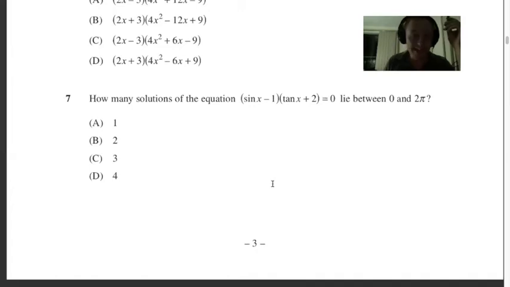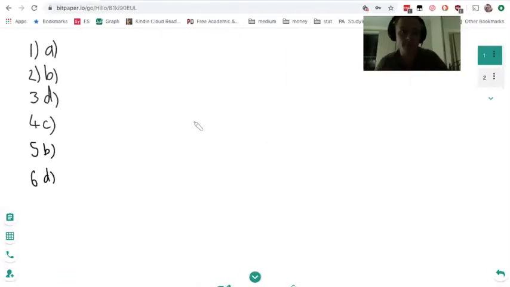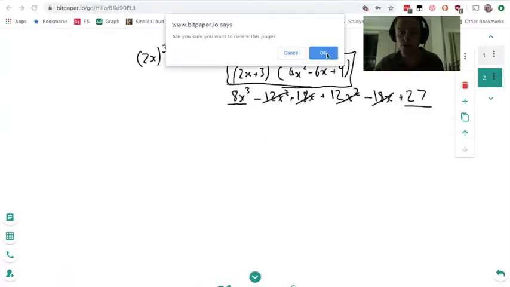We're going to have to talk about tan. And we're between 0 and 2 pi. We're going to have sine x. We're going to have tan x. So we're not complicating things with sine 2x or sine 3x or anything like that. Okay, new page.